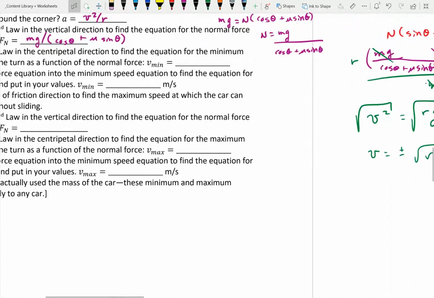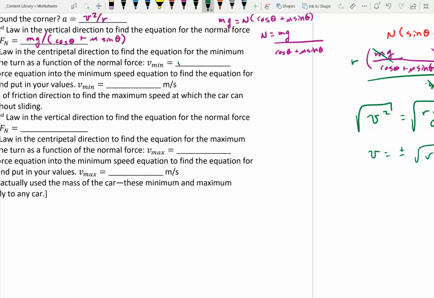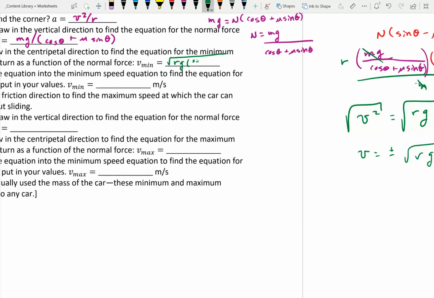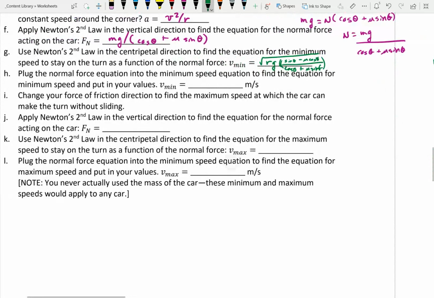So we had the equation, v min was equal to the square root of rg times sine. Okay, so it was that. And then when we put in the values, we got 6.91 meters per second.